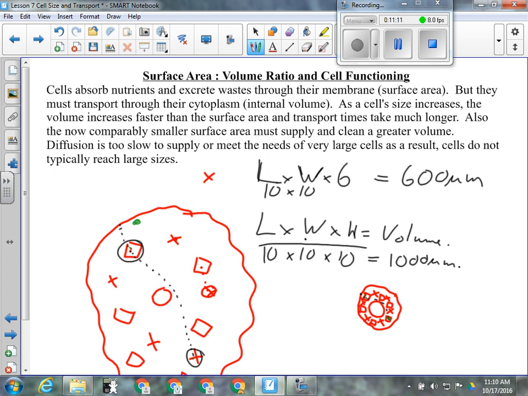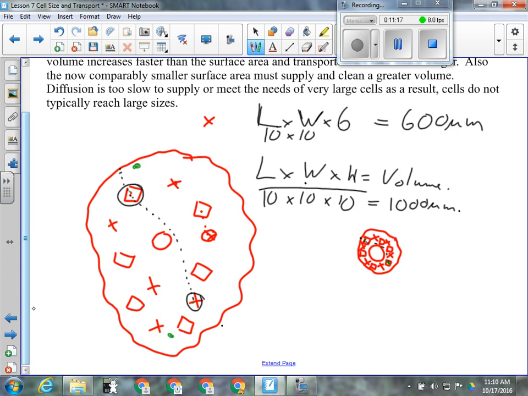Okay? Now, let's say I increase the size of the cube. Right? Let's say I make the cube now, instead of being 10 by 10 by 10, I make it 20 by 20 by 20. So I double its size. What's going to happen to its surface area? Will it get bigger? Okay. Will its volume get bigger? Which one will get bigger than the other? Volume or surface area? Volume.